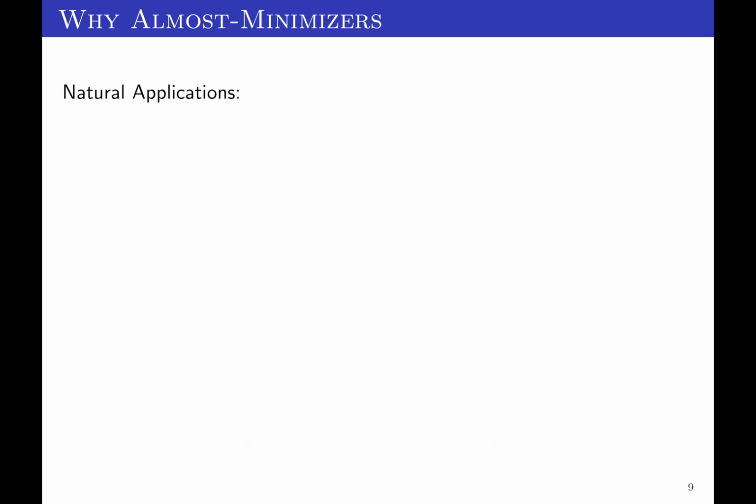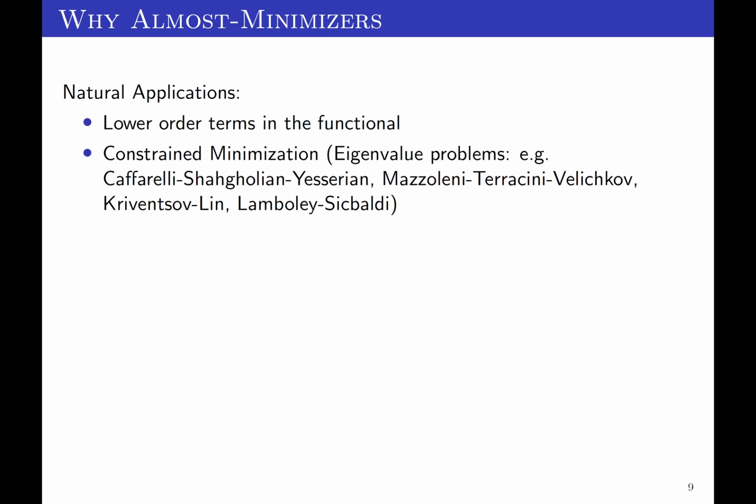So let me try to motivate almost minimizers a little bit more. And then maybe I'll stop because people will have some questions. There's a lot of natural applications of almost minimizers. As I mentioned, lower order terms in the functional. They show up a lot in constrained minimization. So you're on some sort of manifold and you want to understand what's the domain of area 10 with the smallest first Dirichlet eigenvalue. You can write this as an almost minimizer to the Alt-Caffarelli functional.